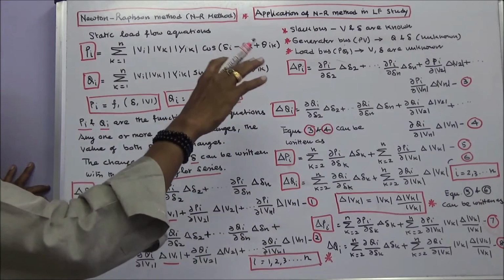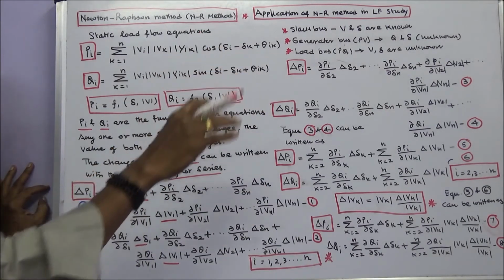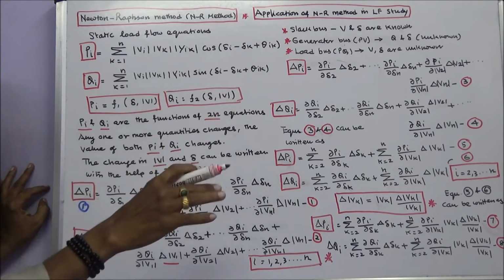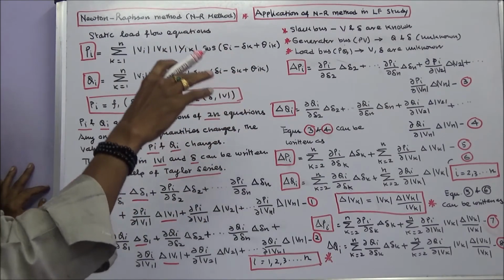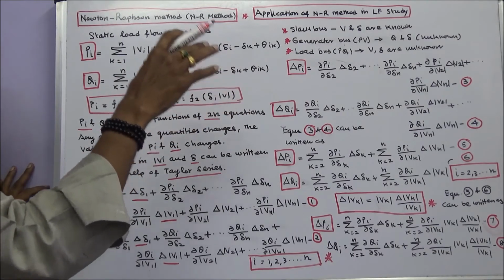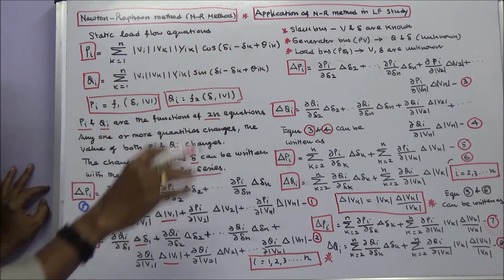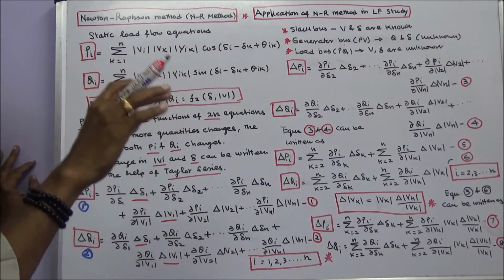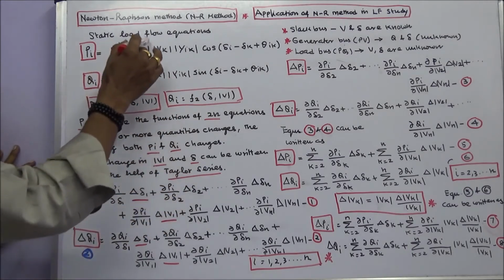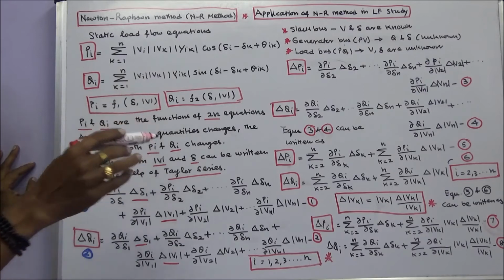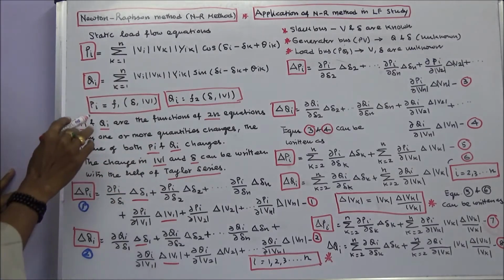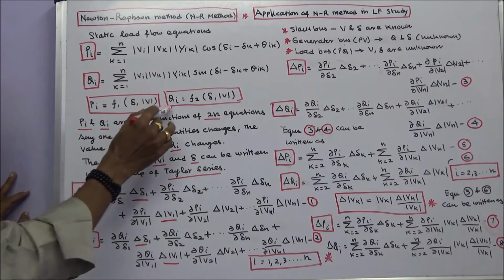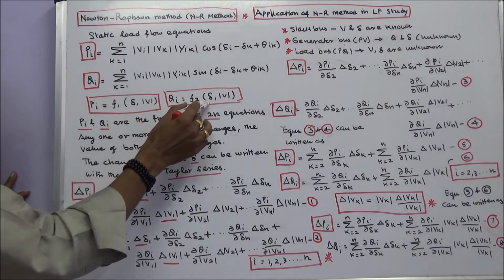In two ways we can solve the load flow equation using the Newton-Raphson method. One is rectangular coordinates, another is polar coordinates. Polar coordinates is widely used to solve the load flow equation using the Newton-Raphson method. Here Pi and Qi are the real and reactive power injected in the ith bus. These two equations are called static load flow equations. Pi is equal to F1 of delta comma modulus of V. Qi is equal to F2 of delta comma modulus of V.